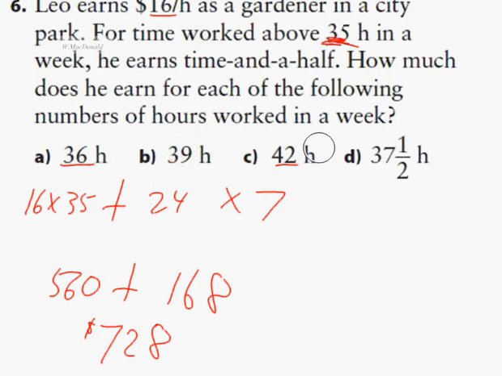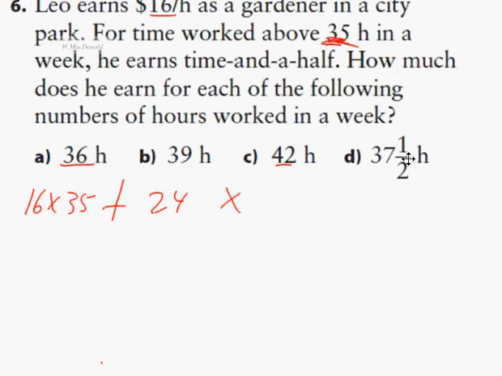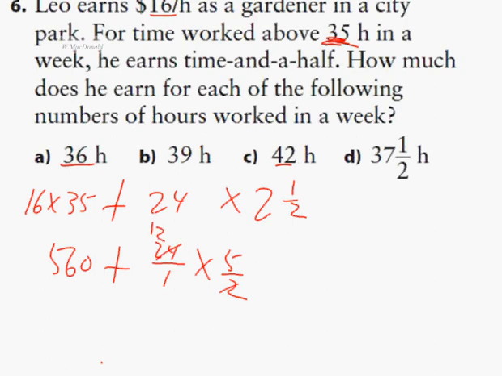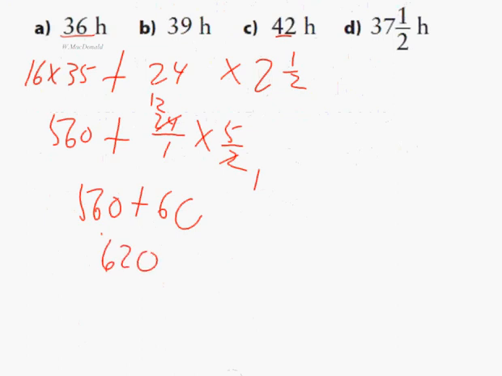And the last one, if he worked a 37.5-hour week, okay, so that means he worked 2.5 hours of overtime. So this is still 560 plus 24 over 1, that's how much he makes per hour, times 5 over 2, which is 2.5 hours as a mixed fraction. Cross reduce here, I get 12 over 1. 12 times 5 is 60, 60 over 1. He gets $60 for overtime, which means altogether he makes $620.